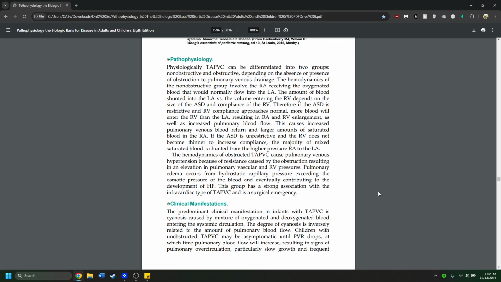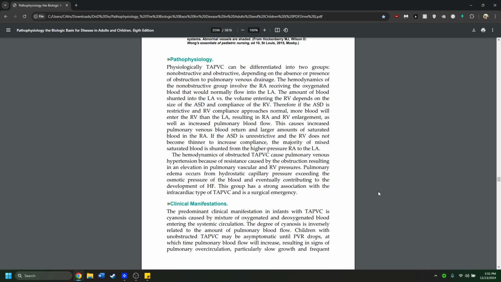This causes increased pulmonary venous blood return and larger amounts of saturated blood in the right atrium. If the ASD is unrestricted and the right ventricle does not become thinner to increase compliance, the majority of mixed saturated blood is shunted from the higher pressure right atrium to the left atrium.